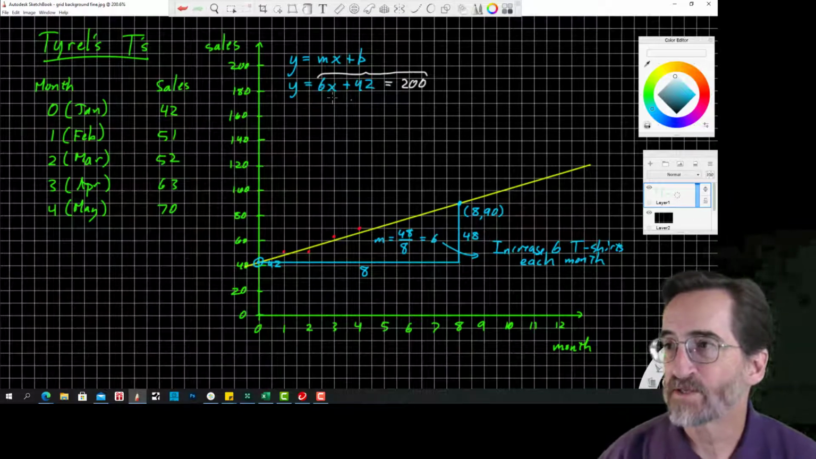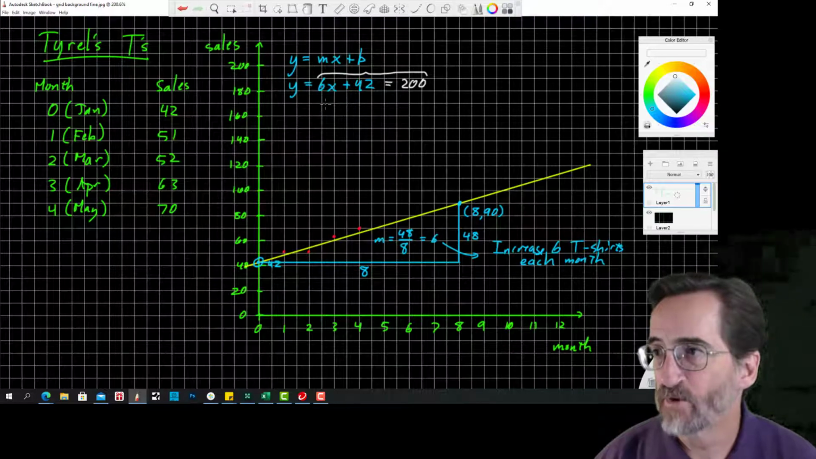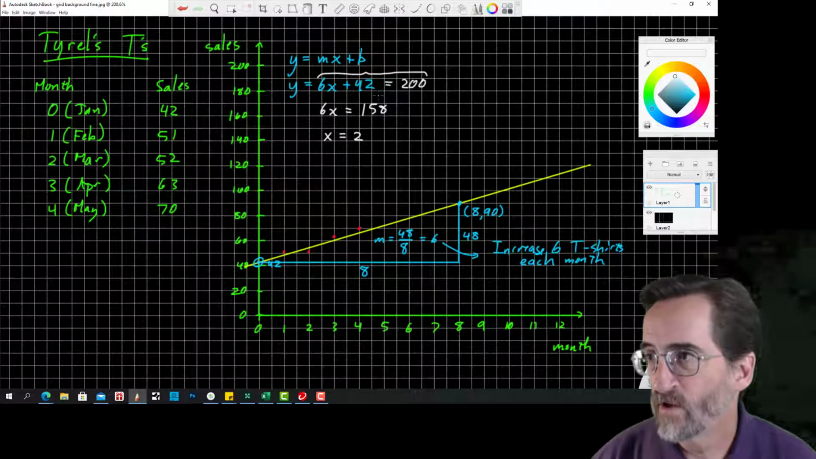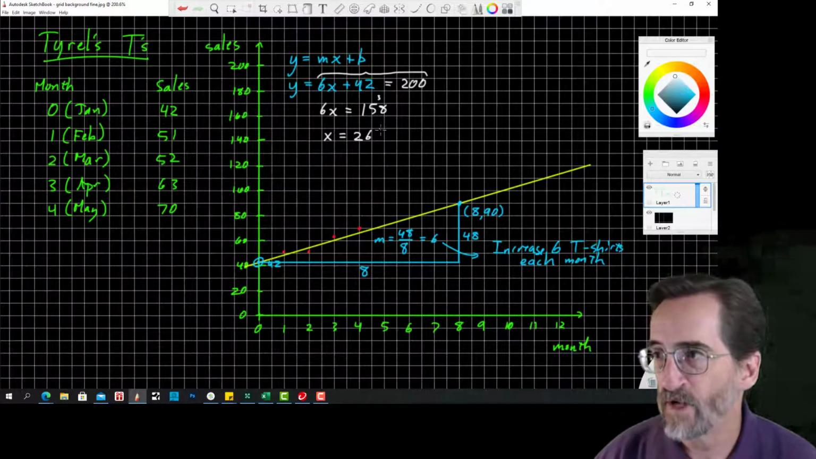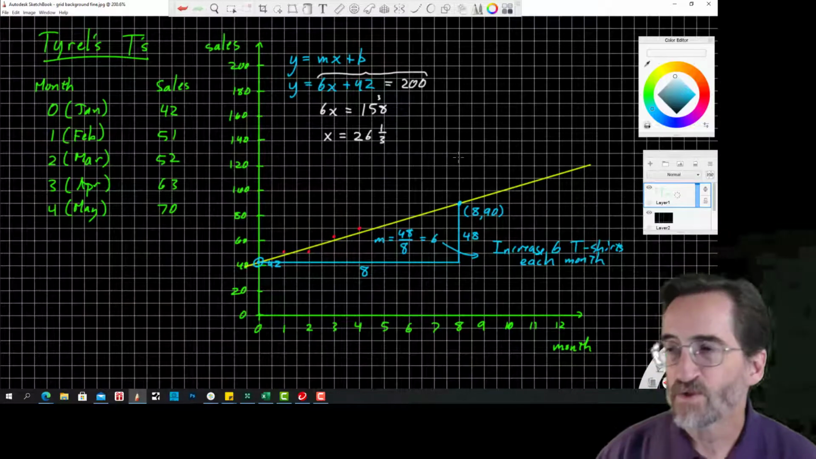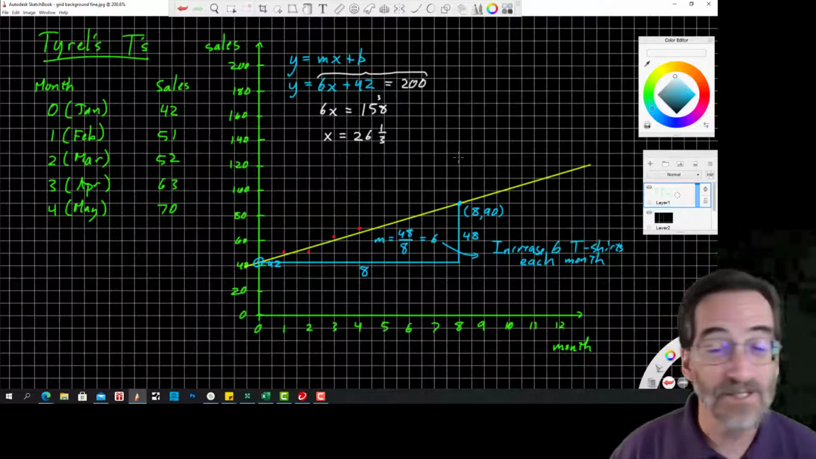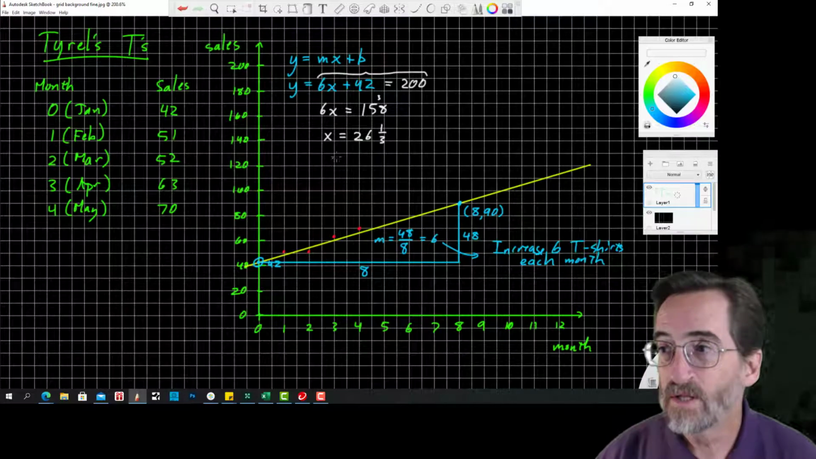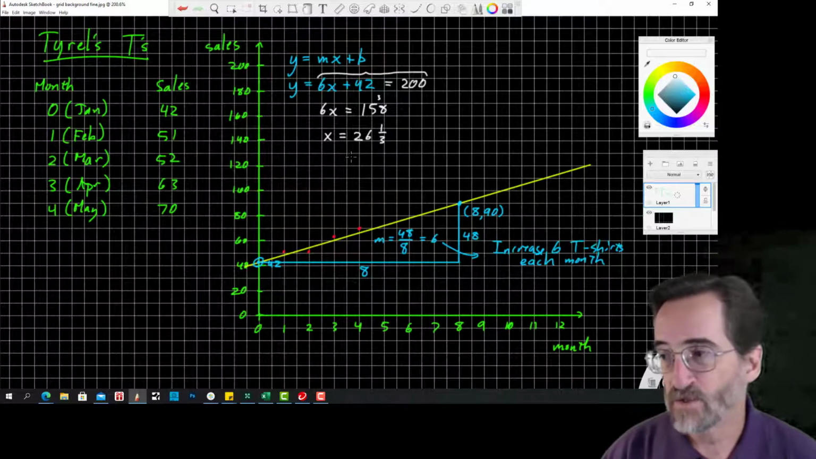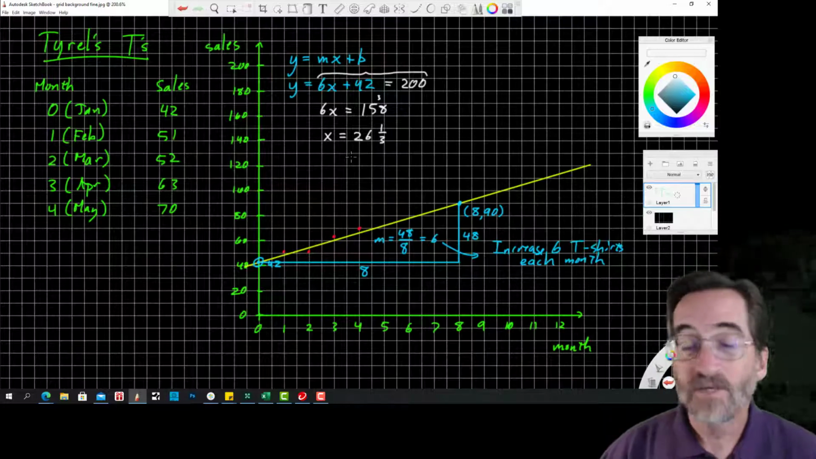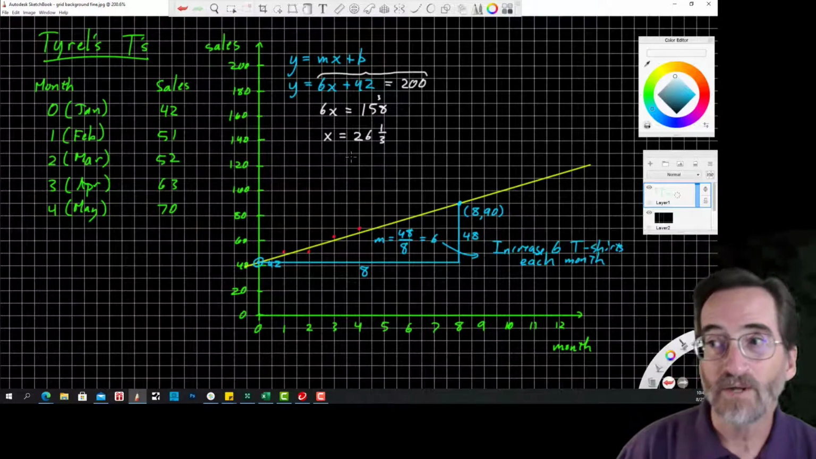So let's see. I'm going to subtract 42 from both sides. So that's 158. Then I'm going to divide by 6. 6 times 2 is 12 with a remainder of 3. 6 times 6 is 36 with a remainder of 2. So 26 1/3. So obviously I can't sell 26 1/3 t-shirts. Or actually, the x doesn't represent t-shirts. x represents the months. All right, so we can have 26 1/3 months.